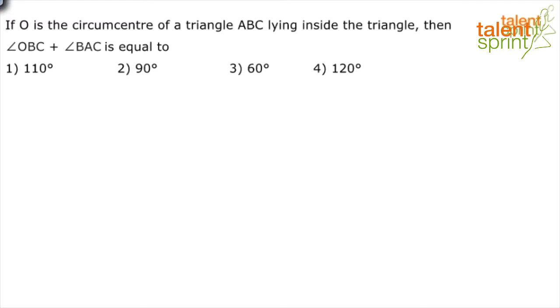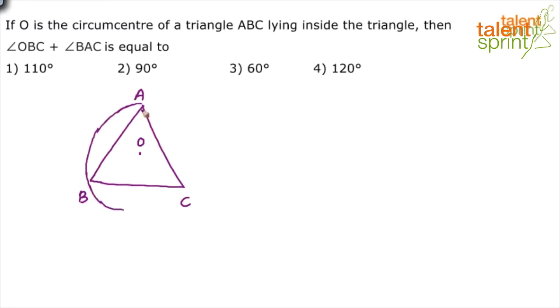Okay, I think not many of you have solved this. Let me quickly do it for you. It says O is the circumcenter of a triangle ABC lying inside the triangle. Then angle OBC plus angle BAC is equal to what? Right? So basically O is the circumcenter of a triangle ABC. Let us assume this is a triangle ABC, and O is the circumcenter. It is lying inside the triangle. Now circumcenter meaning obviously there will be a circumcircle, right? Keeping O as the center.